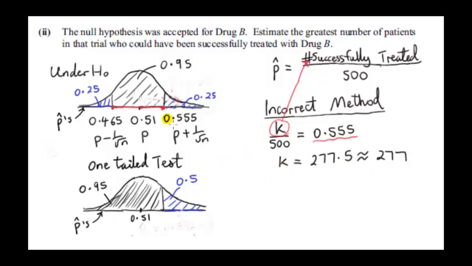The reason why is because we're assuming here that the alternative hypothesis is that p is not equal to 0.51, so we have this two-tailed test. In reality, we should use this one-tailed test. So that means we need to figure out what this value here is.